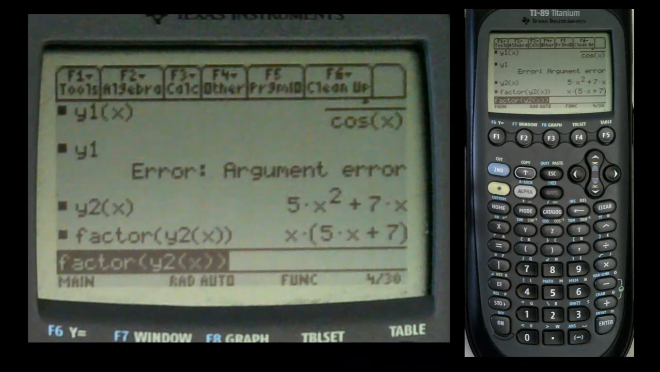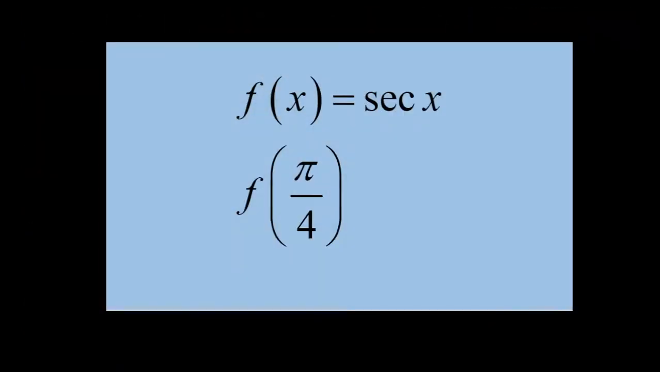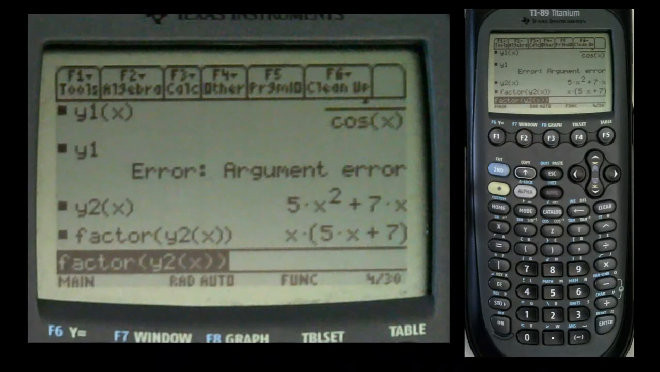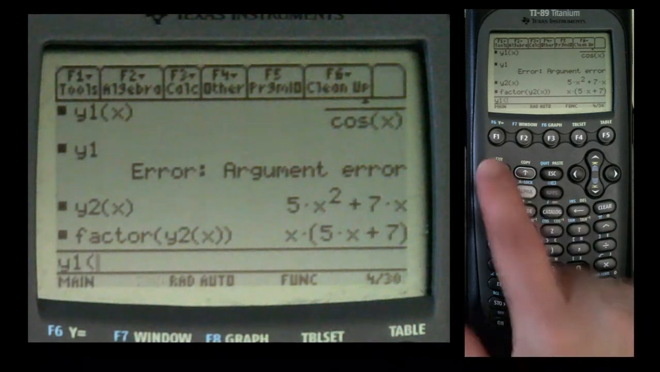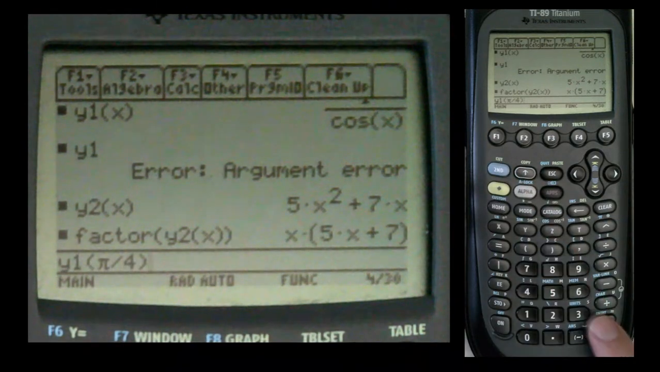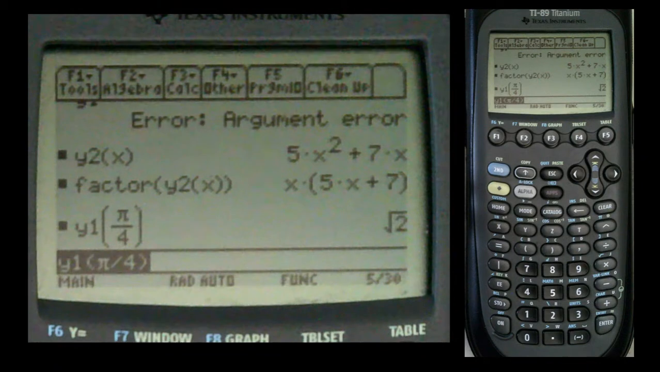Another example, if we wanted to just evaluate what is f of pi over 4, going to the calculator, we can just type in y1 of pi over 4, like that, and it'll tell us it's the square root of 2.